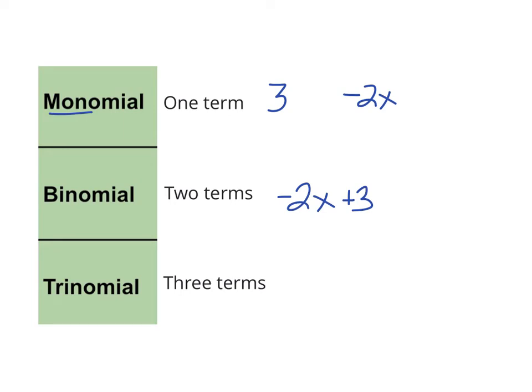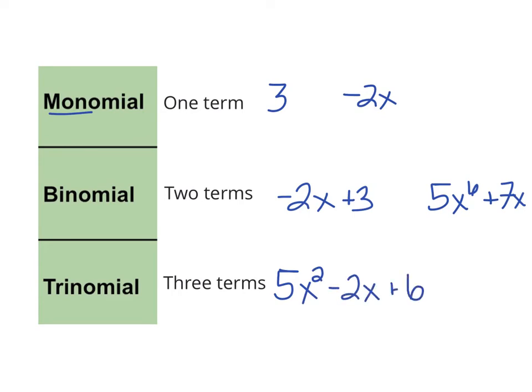We could also have another example of maybe 5x to the 6th plus 7x. That would be 2 terms. It's a product and a product that's separated by addition or subtraction. Either of those could be subtractions as well. A trinomial example with 3 terms would be something like 5x squared minus 2x plus 6.